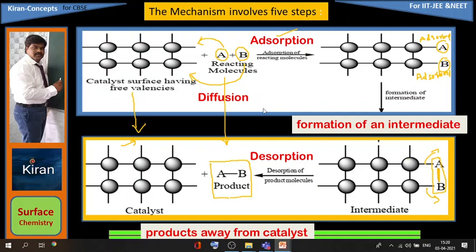So this is the mechanism of the catalyst. The catalyst is involved in the adsorption process. The mechanism involves 5 steps. First one is diffusion: these molecules diffuse towards the catalyst. Second one is adsorption. Third one, intermediate formation. And the fourth stage, this AB product undergoes desorption, and the catalyst and product move away from each other. So this is about the mechanism involved in catalyst and adsorption.